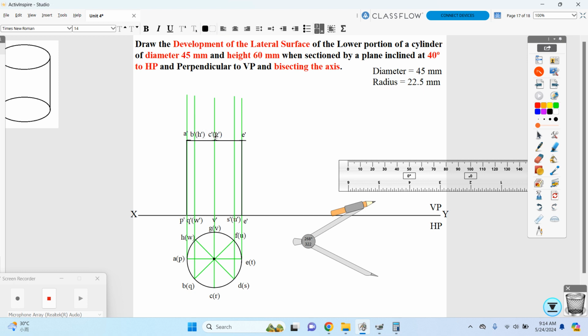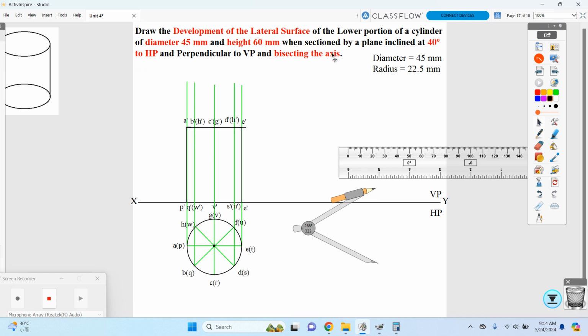Similarly, over here it is d dash of h dash. Okay, now we have completed our marking conditions. In this question they have provided that it is bisecting, so we will keep our compass over here. Bisecting means it is divided by 2.